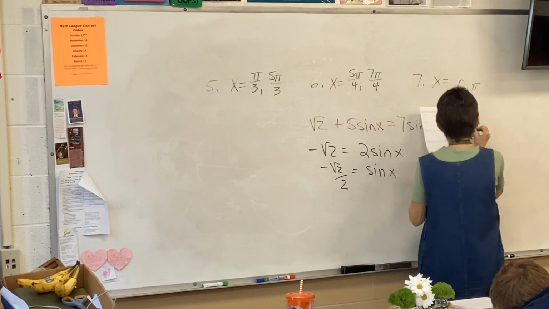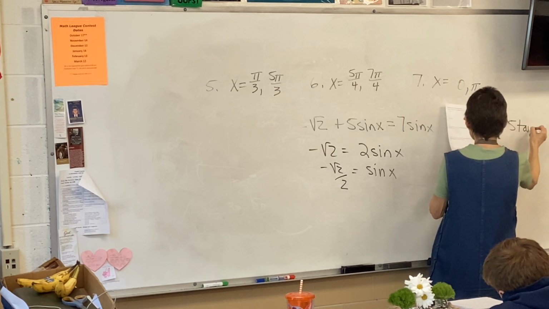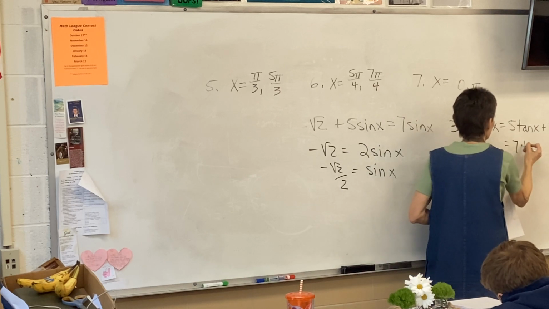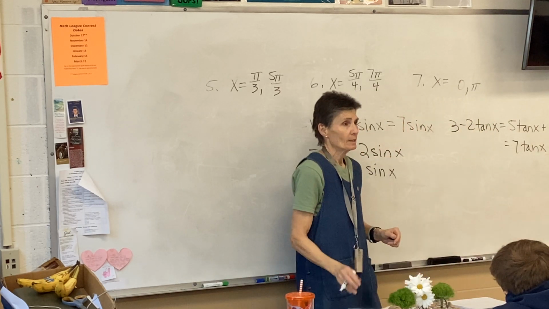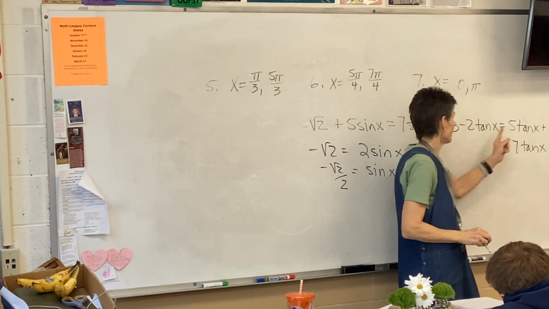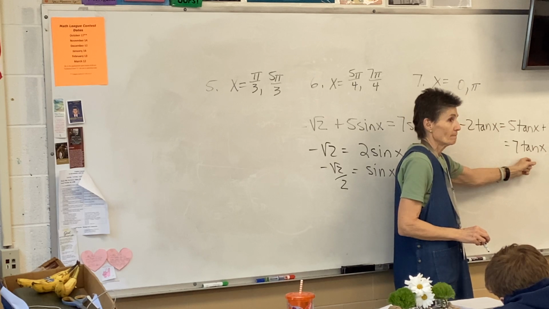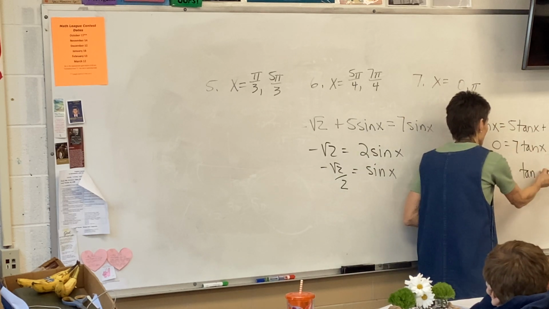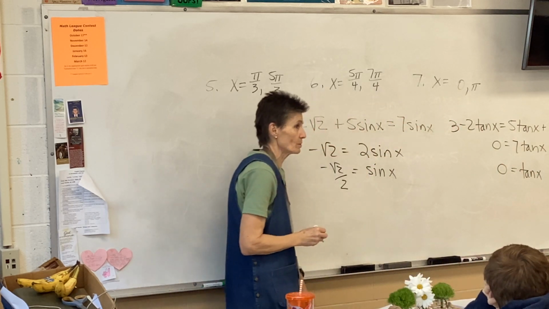So 7 is the same thing. If you are combining your tangents, you're going to add this over. That's going to give you 7 tangents. X doesn't change. We have 5 apples and we add 2 apples. We have 7 apples. And then subtract 3, I get 0. So where does the tangent equal 0?